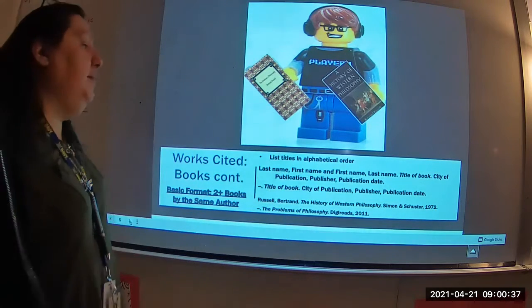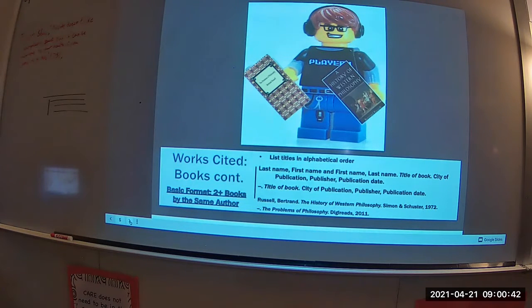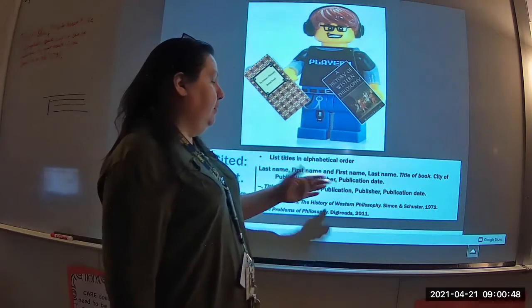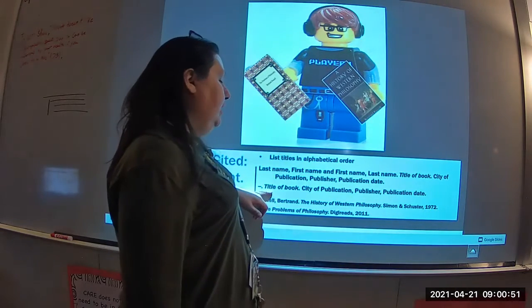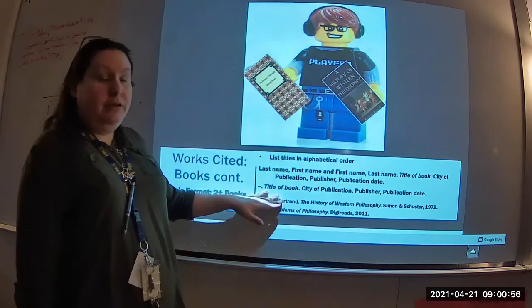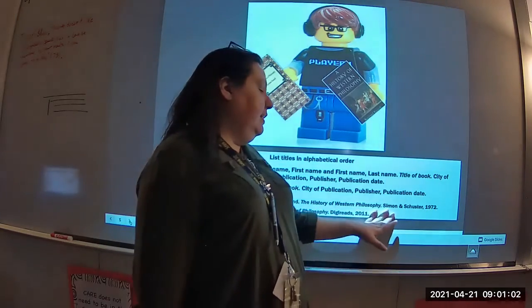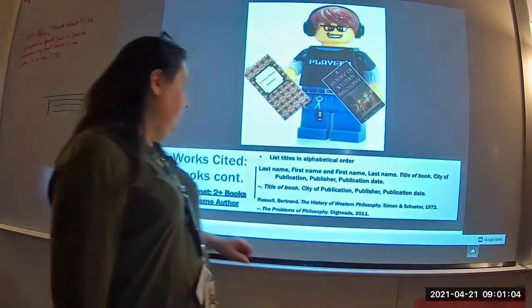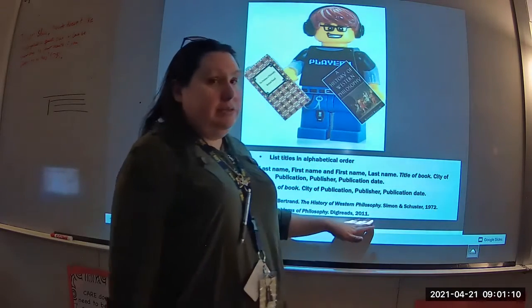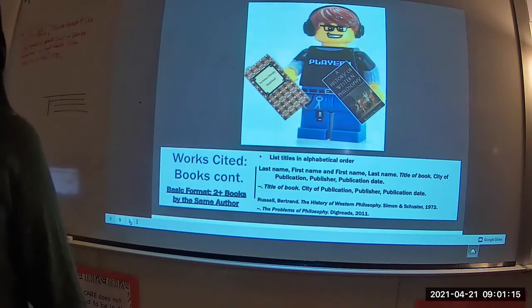All right, so the format for two or more books by the same author. This is where it does get tricky, but again, like I told you guys, most of the time you're not going to have this issue because you're not in college yet. It's the last name, first name, title of the book, right? And then what you do is you do two dashes, dash, dash, period, and then put the second one, and it's in alphabetical order. So Russell, Bertrand, The History of Western Philosophy, Simon and Schuster, 1972. Then I put dash, dash, The Problems of Philosophy. This was by Digireads in 2011. Make sense? Pretty simple, yes? Again, you can find all of these on Purdue OWL.